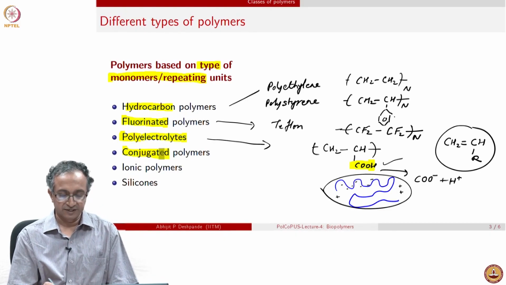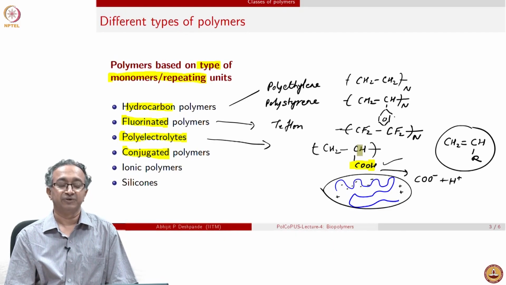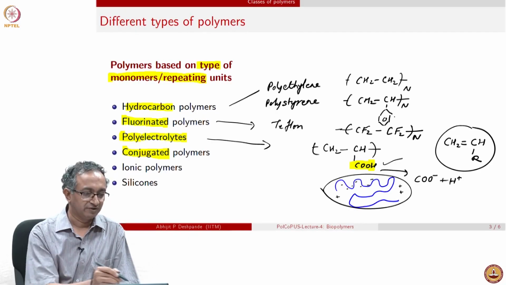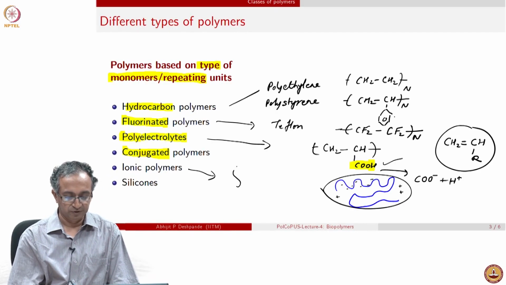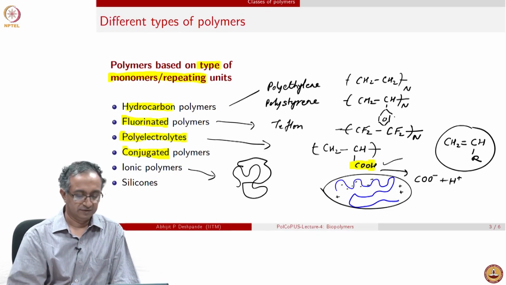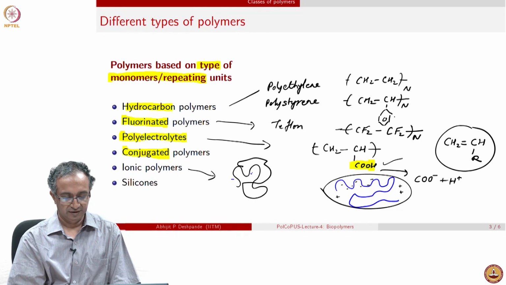Sometimes when instead of every repeating unit having an ionic group, if there are few ionic groups on the chain, then it's called an ionic polymer. So for example, you may have an ionic polymer and few ions may be there.